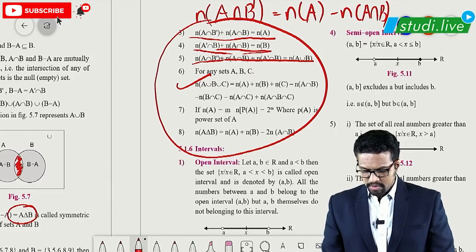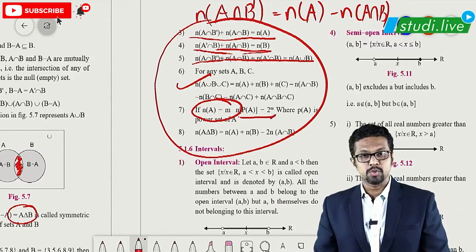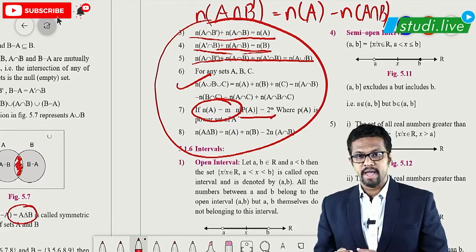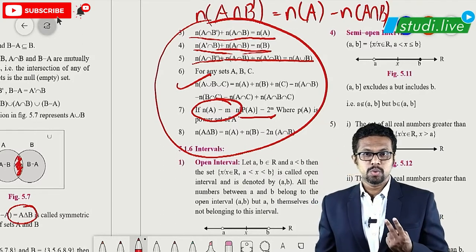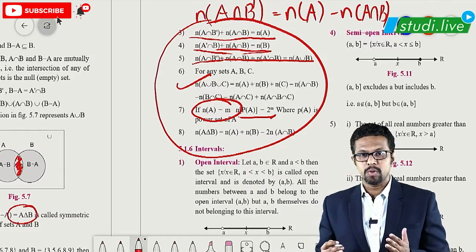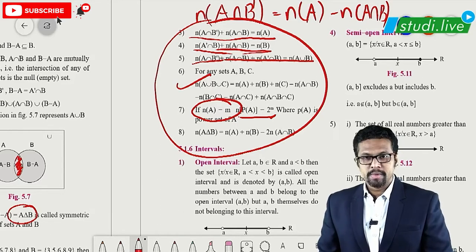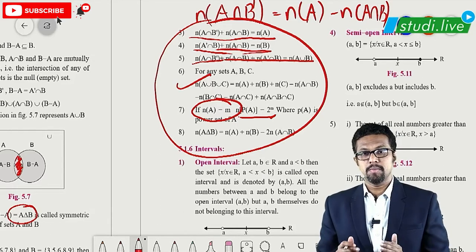Next, if a set A contains, suppose say, m elements, then the number of elements in the power set will be 2 raised to m. This is also an important formula. From this we can say how many proper subsets a set has. Obviously it will always be 2 raised to m minus 2. Okay, so 2 of the sets are improper, so we will subtract them and we will be left with the proper subsets. Okay, so 2 raised to m minus 1 will be the number of proper subsets if a set contains m number of elements.